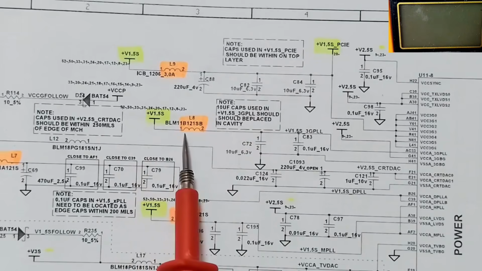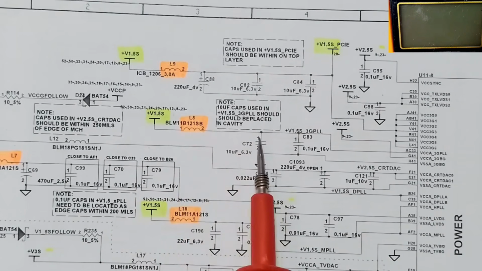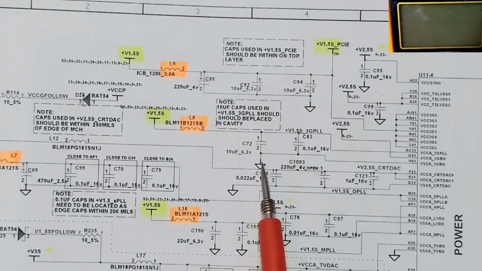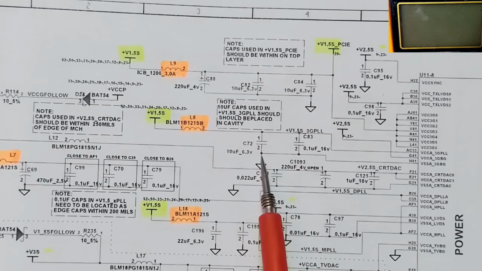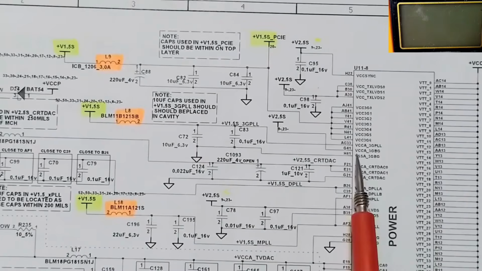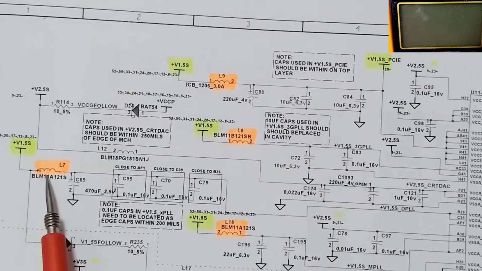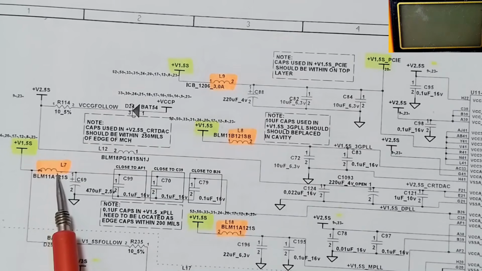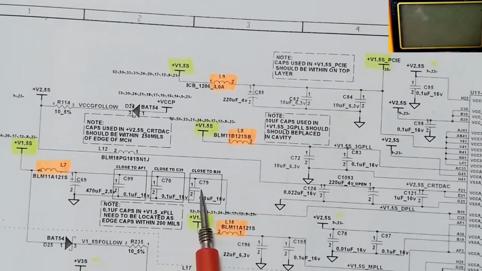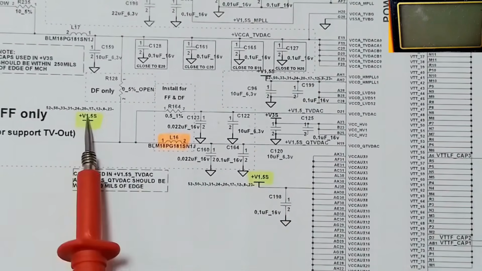Here also we have plus 1.5 volt passing through this inductor and through these two ceramic capacitors, as you can see. These two ceramic capacitors also are connected to the ground. So when you have a short circuit, you should always check the components that are connected to the ground. Here also we have 1.5 volt passing through this inductor L7 and through these four ceramic capacitors, and then connected directly to the graphic card or NOT bridge.